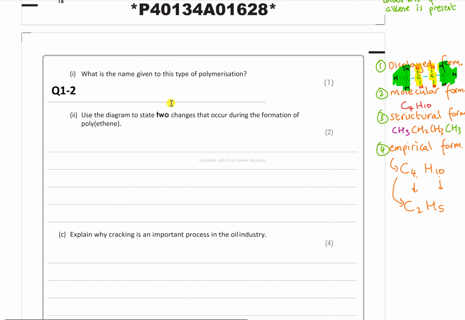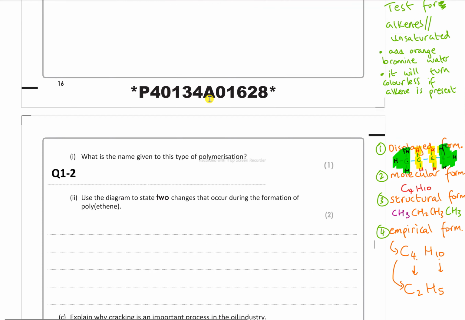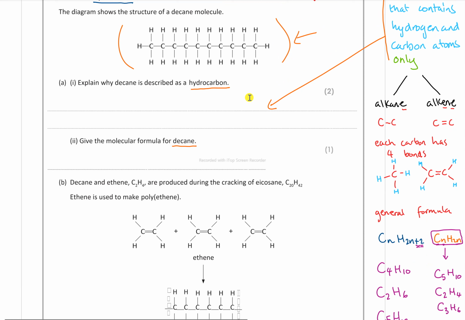Anyway, let's move on. What is the name of this polymerization? Oh no, I've not finished yet. Right, we know the molecular formula of decane, so it'll be C10. Because it's an alkane, I'm going to double this 10 and add 2, so it'll be 22.